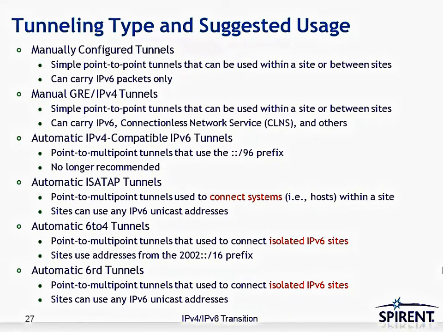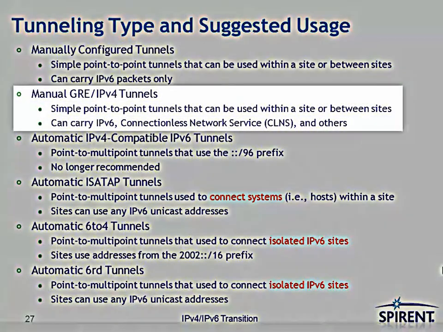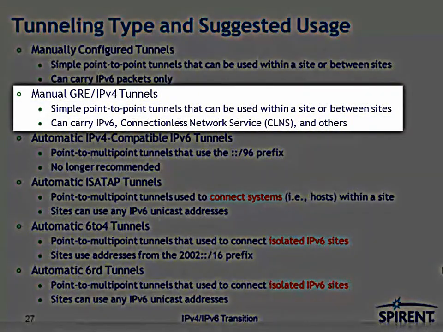So this slide talks about different types of tunneling and suggested usage. We start off with manually configured tunnels. They're the simplest point-to-point tunnels and can be used within a site and between sites. They can carry IPv6 packets only, and that's the key differentiator between that and a GRE tunnel, because GRE tunnels can carry a variety of different types of traffic.